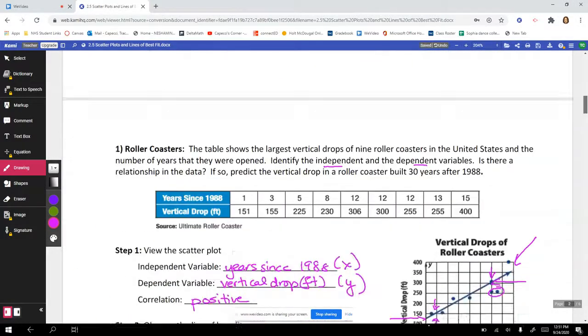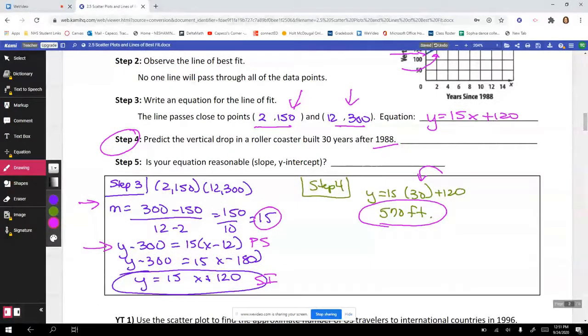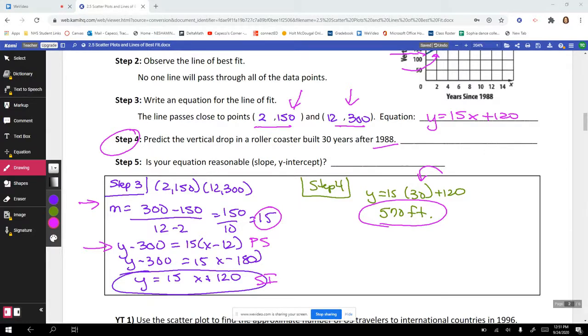So that's going to be somewhere. We're 30 years, so we're going to be up here somewhere. That seems pretty reasonable. So I'm predicting the vertical drop is going to be 570 feet. Now, the last question, is your equation reasonable? We already checked the slope and the y-intercept. Yep, we think we are pretty good.